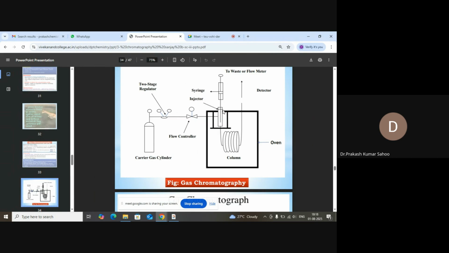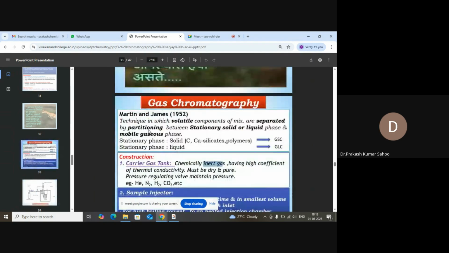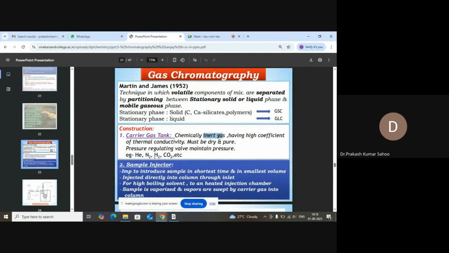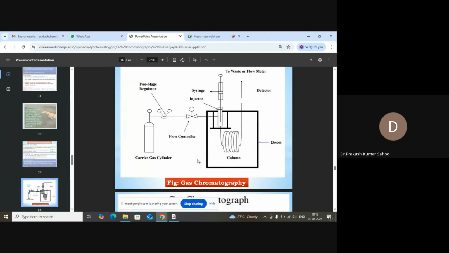So this is the injector, that's the point at which your sample gets injected, and this is your syringe in which your sample gets filled and it is injected into this sampler or sample chamber. Then we have a carrier gas, maybe hydrogen, helium, nitrogen, or carbon dioxide.